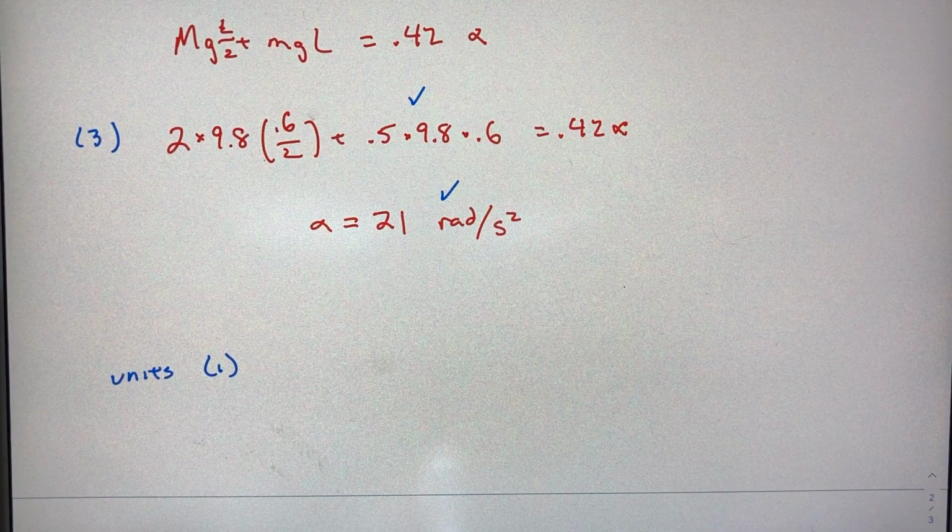Usually there's 1 point for units if you're doing a problem that has numbers. So make sure you put the units in. Even if you don't know the numbers, put the units in.